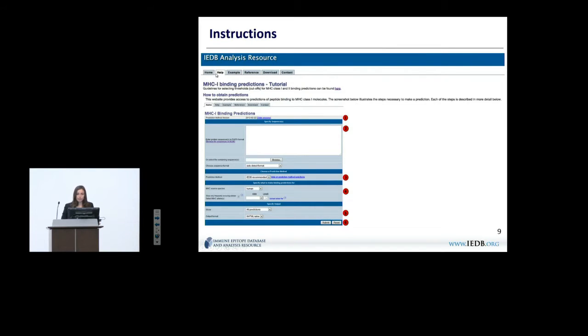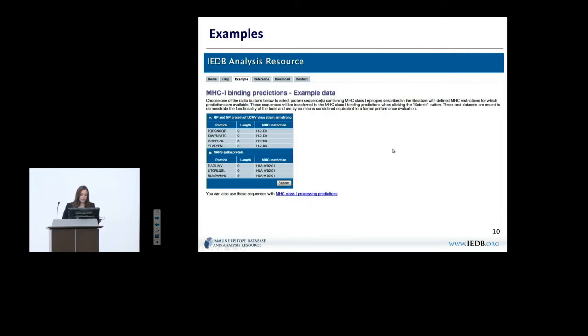If you go to help, and this is actually applicable to other tools that we have available as well, this is available for any tool we have. If you go to help, you will find a tutorial for each tool. So this is a tutorial for the MHC class 1 binding prediction tool. The tutorial explains, step by step, how to actually make a submission and run the predictions. You can see there are different steps, and if you scroll down, you will see that each step is explained in detail.